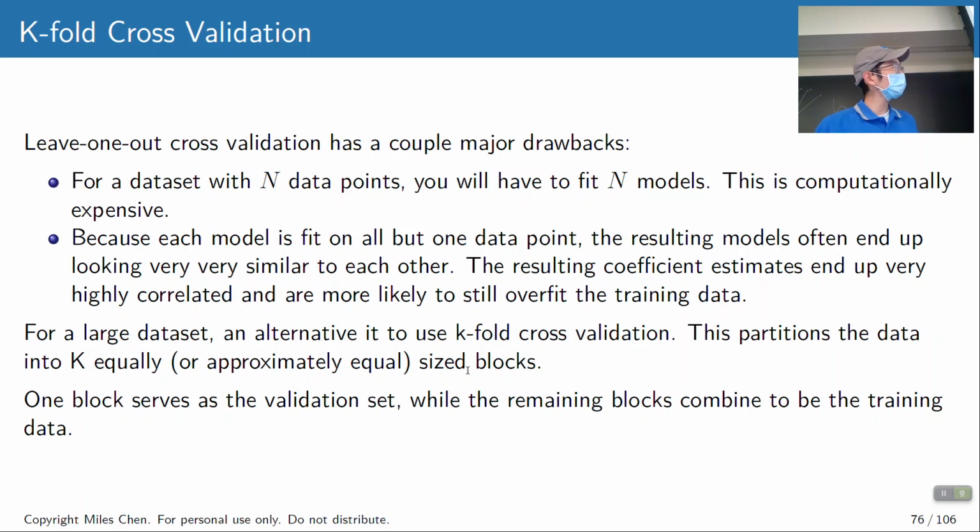So when you have larger data sets, it's generally preferable to use k-fold cross-validation, okay? And this partitions the data into k equally or approximately equal-sized blocks.